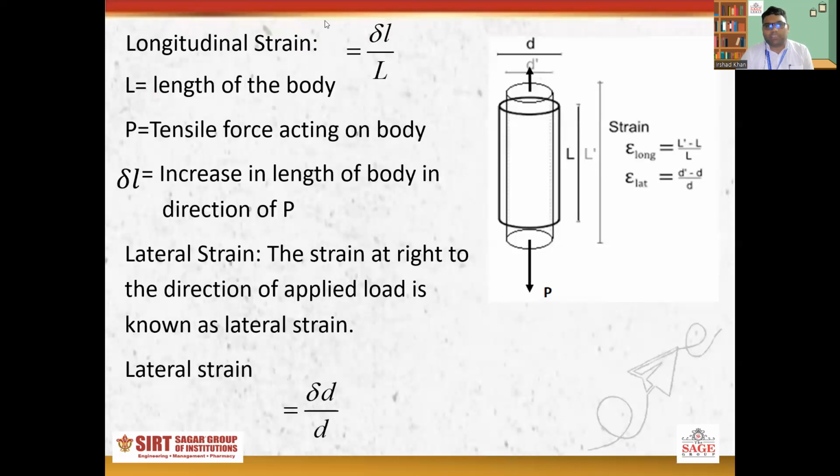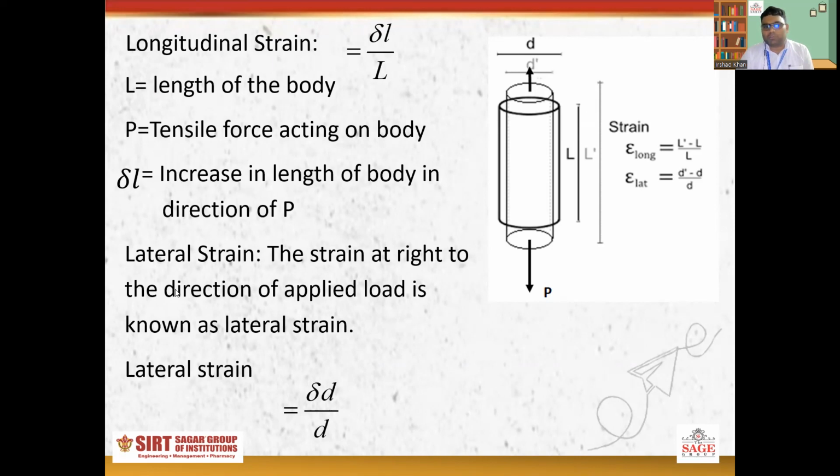So, simply you can understand here, dear students. Once you apply the load along the length, it will give you the longitudinal strain. And at right angles to the applied load, meaning in the direction toward the diameter, there is also some change in dimension. The strain we obtain along the diameter is called the lateral strain. Here we can calculate the longitudinal strain. Strain is change in length upon original length. What is change in length? It is del L. Original is L.